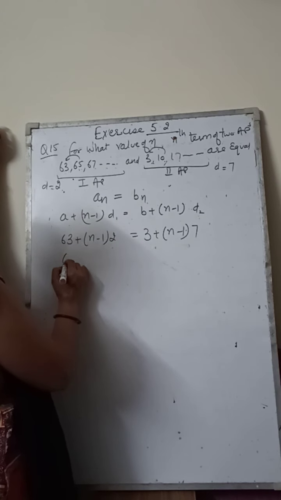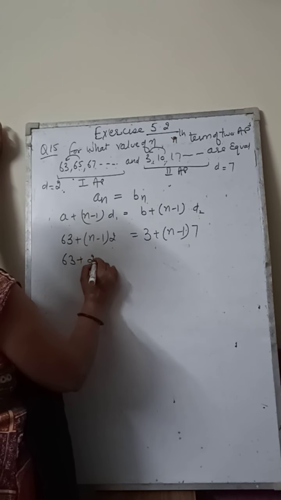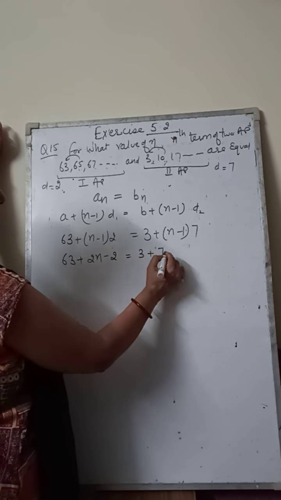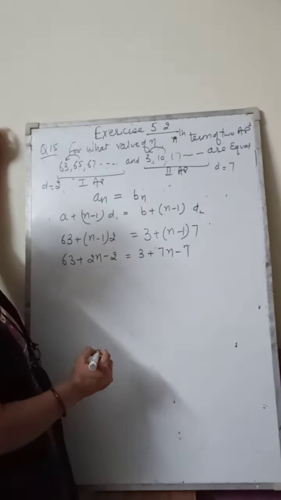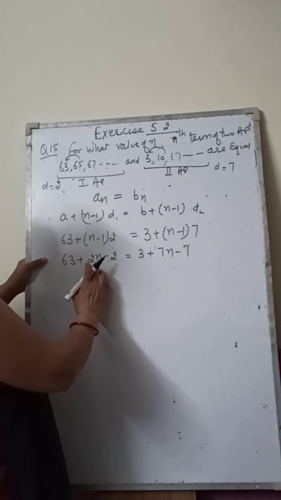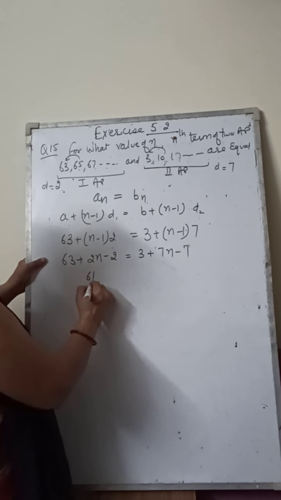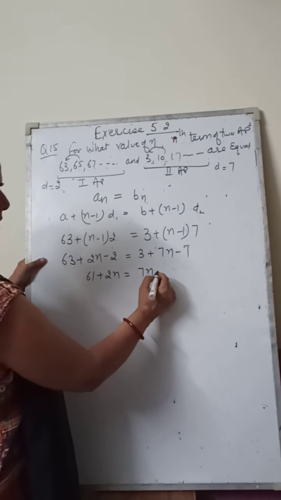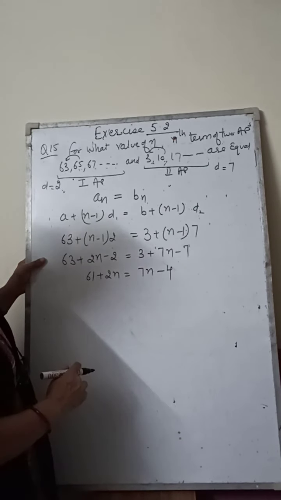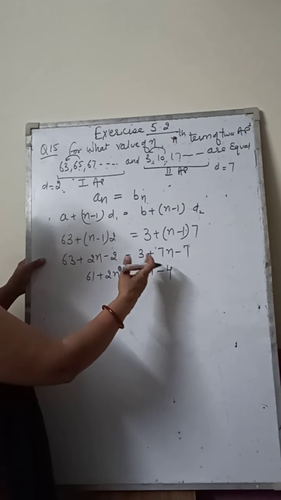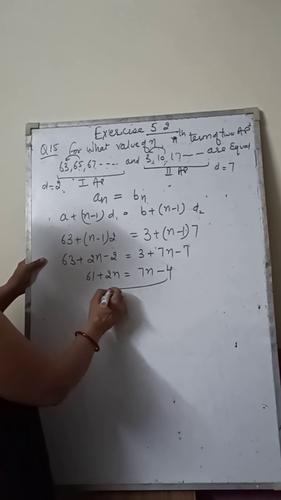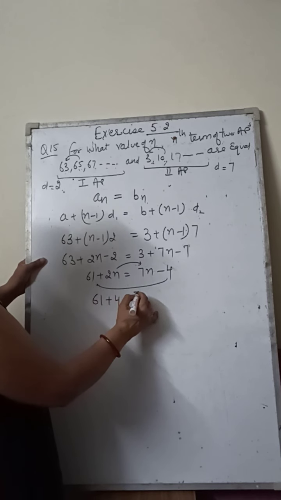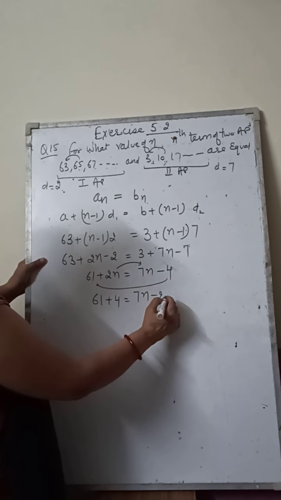Let us solve it. 63, open the bracket, 2n minus 2 is equal to 3 plus 7n minus 7. So 63 minus 2, 61, plus 2n is equal to 7n minus 4. Take all n to one side and without n to the other side. I am bringing 4 to this side and 2n to this side. It comes out to be 61 plus 4 is equal to 7n minus 2n.